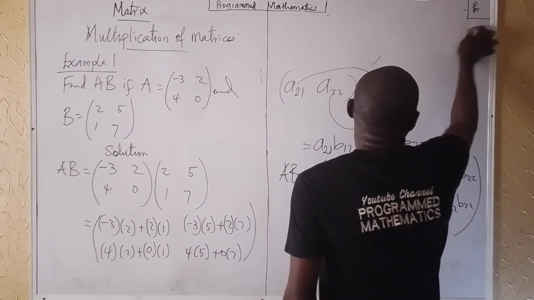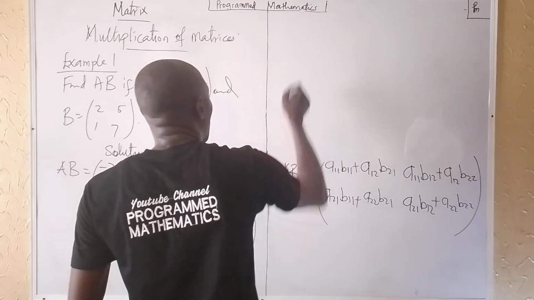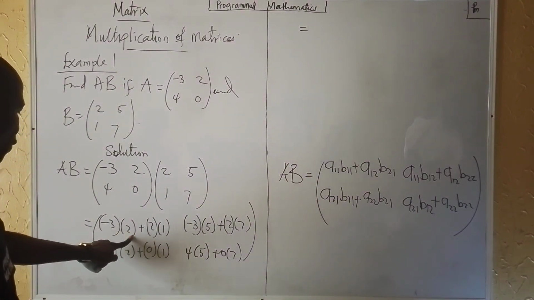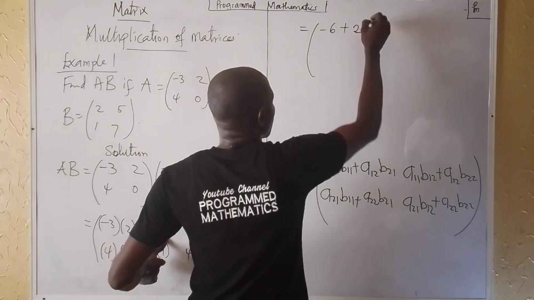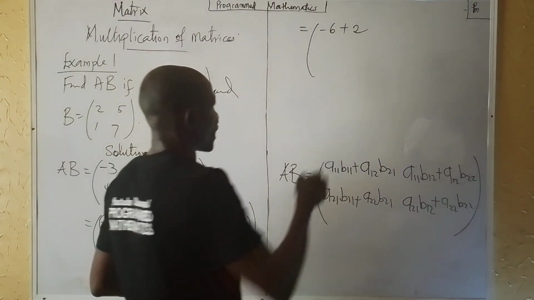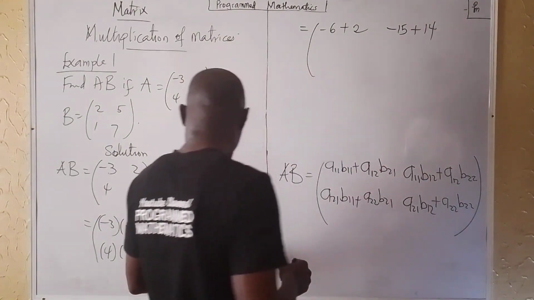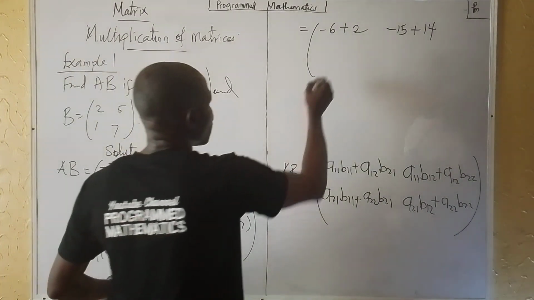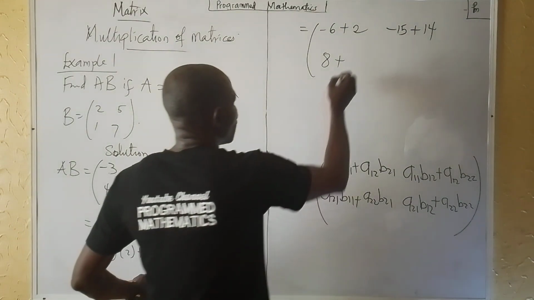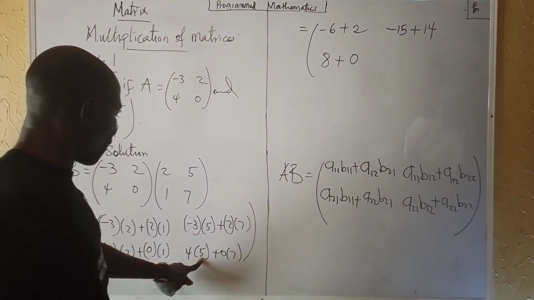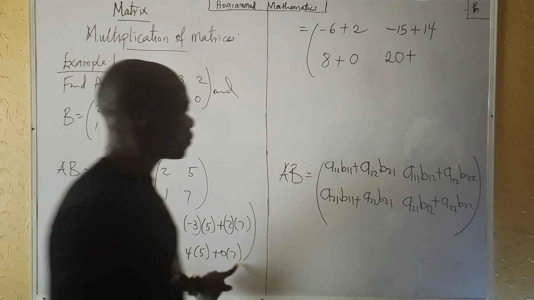now, you can pause the video and complete this yourself first. Then compare the answer with what we have here on the board. Okay, so minus 3 times 2 is minus 6, then plus 2 times 1 is 2. Then minus 3 times 5 is minus 15, plus 2 times 7, 14. Then 4 times 2 is 8, then 0 times 1 is 0. Then next one, 4 times 5 is 20, plus 0 times 7, that is 0.